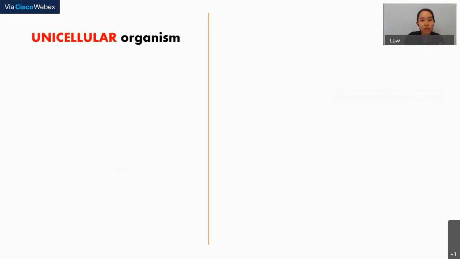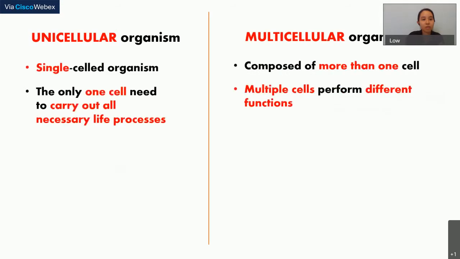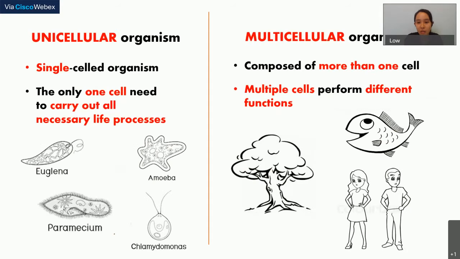So, unicellular organisms and multicellular organisms. A unicellular organism is a single-cell organism which uses only one cell to carry out all the necessary life processes, while a multicellular organism is composed of more than one cell. They use multiple cells to perform different functions. So here are the examples for unicellular and multicellular organisms.